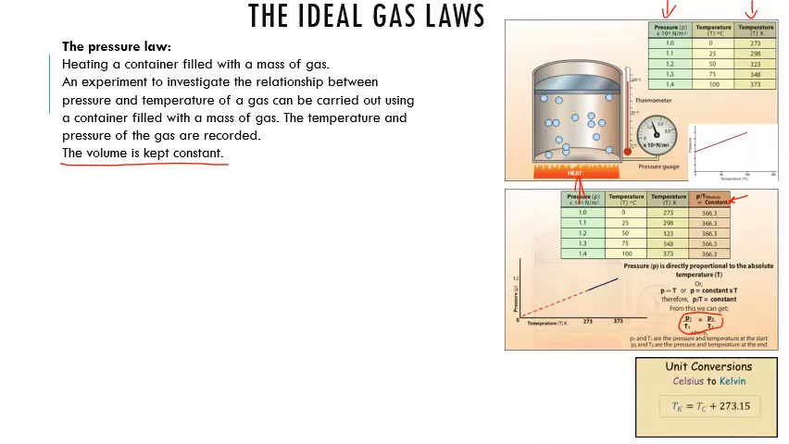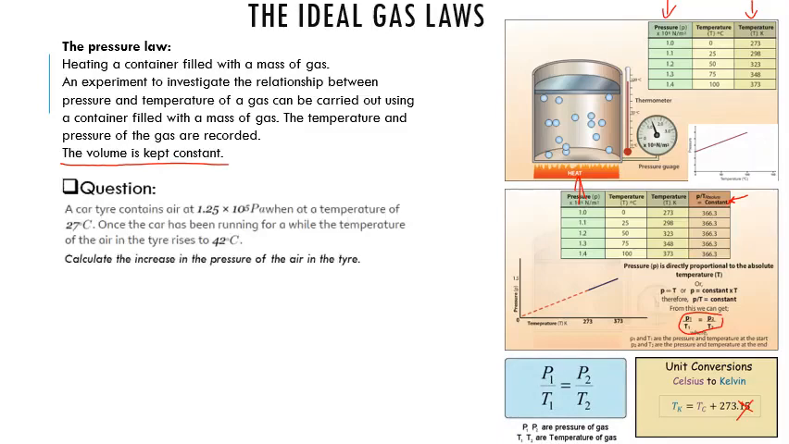Now, I want you to know how to change from Celsius to Kelvin. You have to add 273 to the Celsius temperature in order to get it in Kelvin. Forget about the 0.15 at the end. 3 significant figures is good enough. So that's the equation that we're using. P1 over T1 equals P2 over T2. Units are very important to deal with.